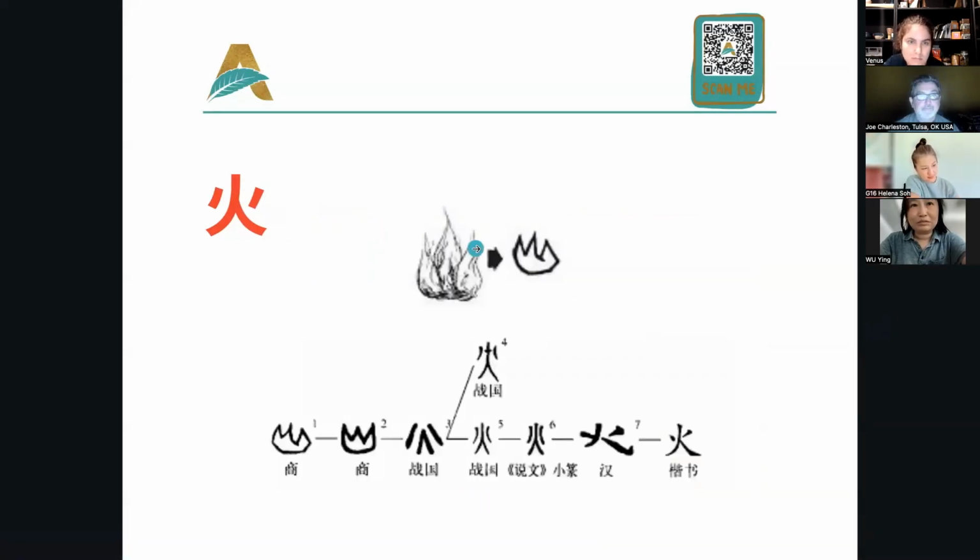So fire, originally it's written like this, and then it becomes this. How I remember it, or how I explain it to my son, is a person seeing the fire and then frantically putting up their arms and saying, "Oh my God, fire!" So this is a person acting very anxious when they see the fire, with their arms up. Does that make sense? Beautiful.